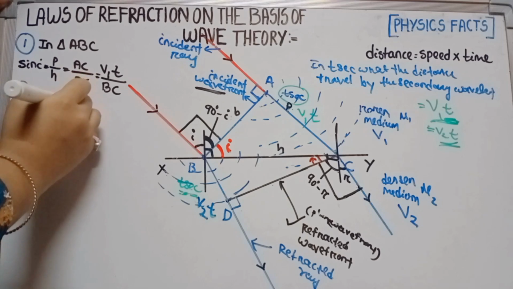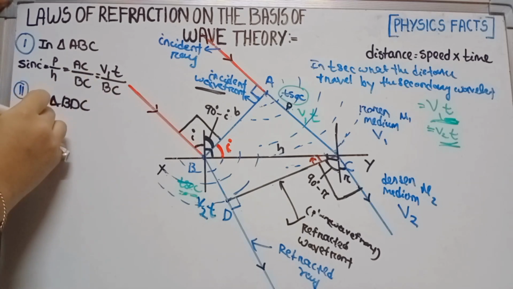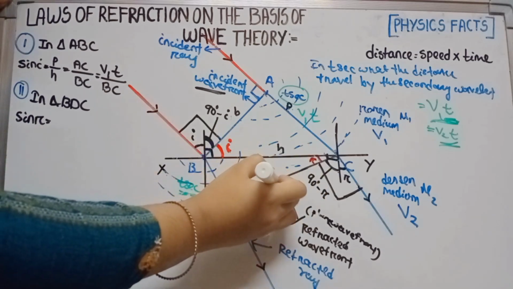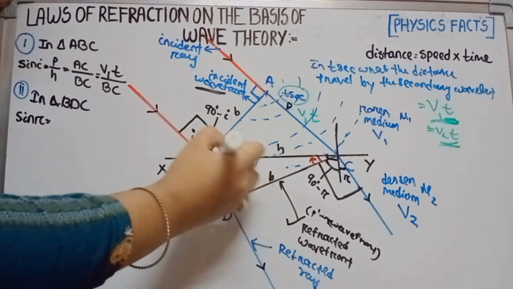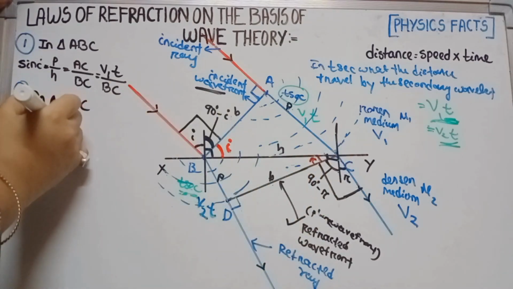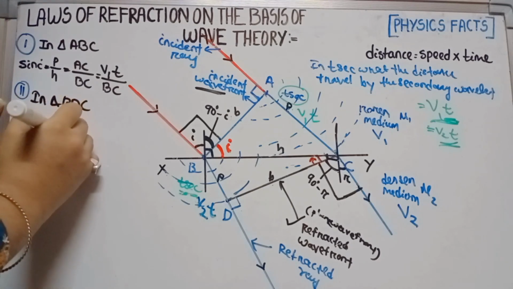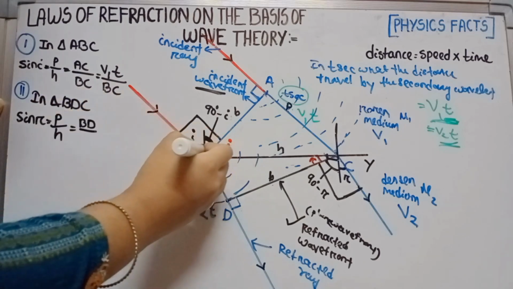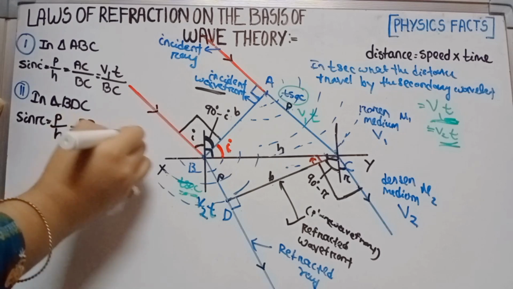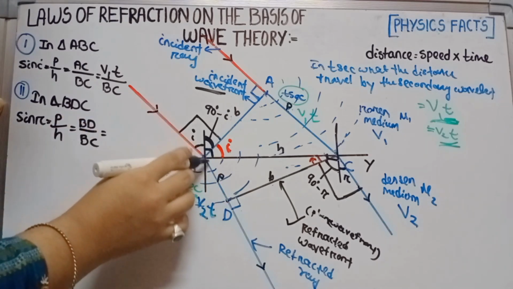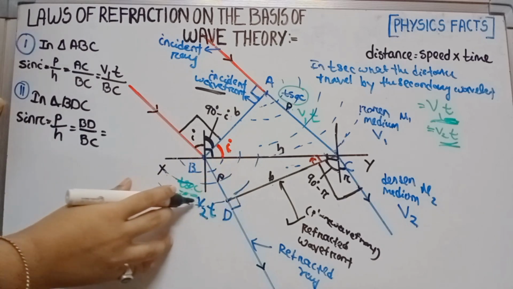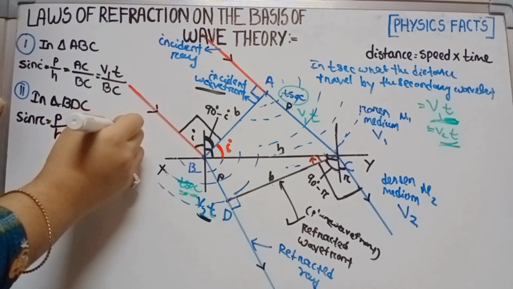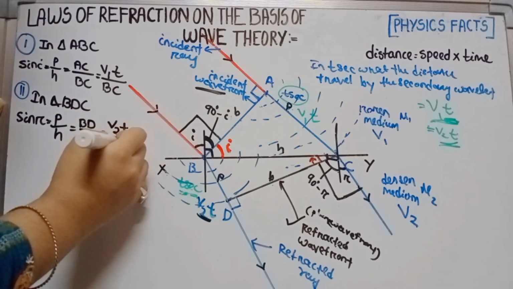In triangle BDC, here we consider sin R. This angle is R. So this one is B, this one is P, and this one is H. So same, sin theta equals P by H. In the value of P, you put BD, and H is BC. Then what is BD? BD is the distance traveled by the wavelet in the denser medium. What is this distance? That is V2T. So instead of BD, we put the value V2T by BC.